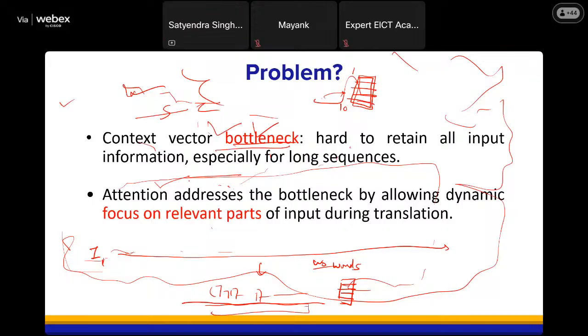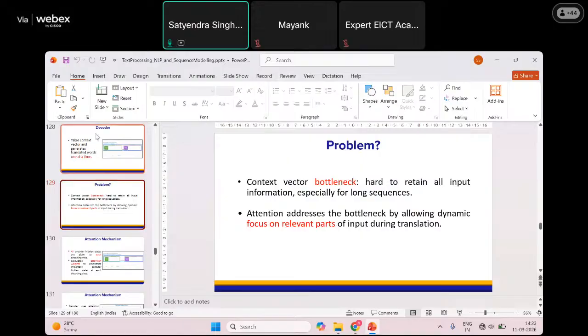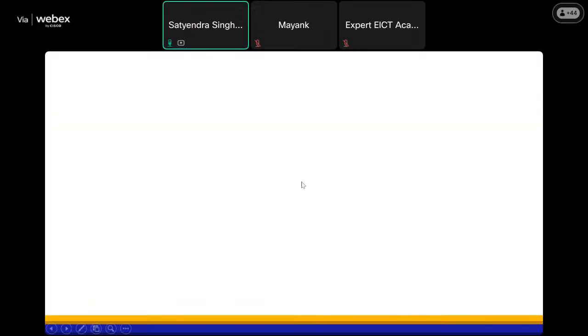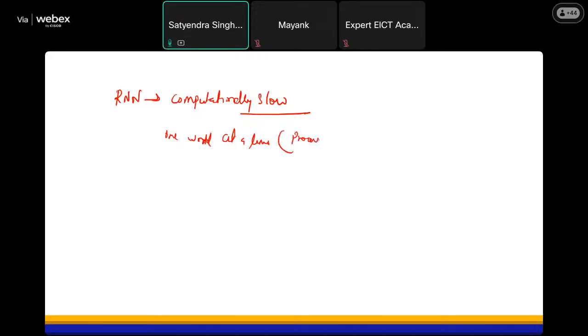And another problem was sequence to sequence processing. RNNs inherently process one word at a time in a sequence, which makes them computationally slow. Why? Because they are taking one word at a time. So basically, they are processing input in a sequence.